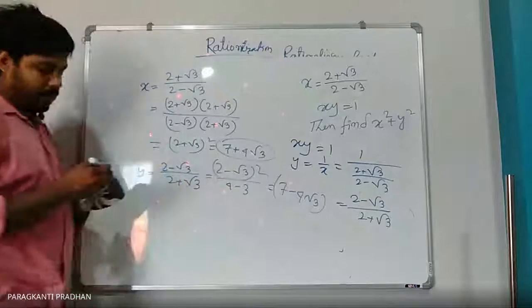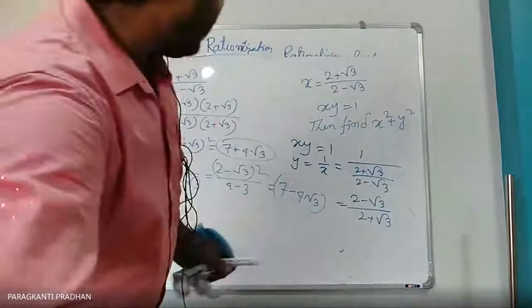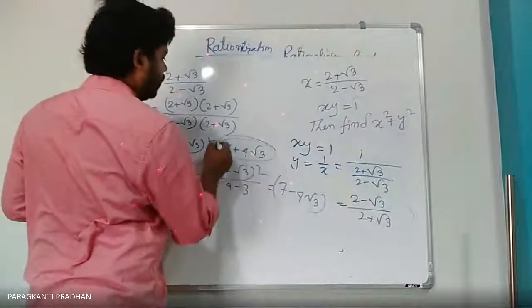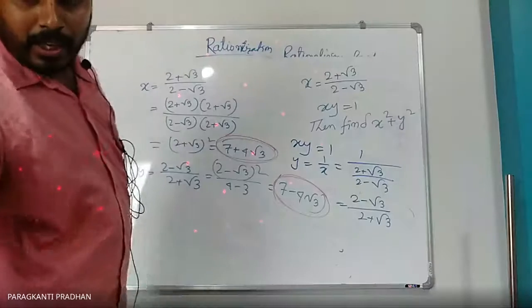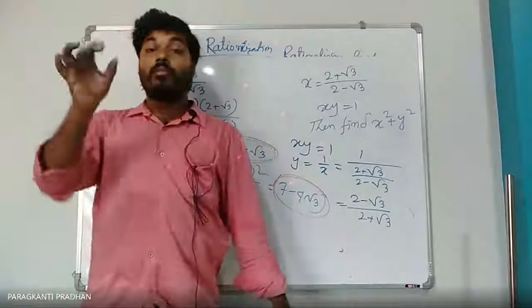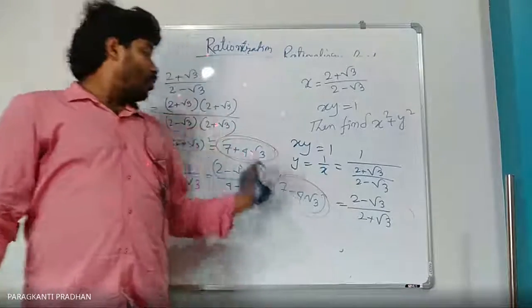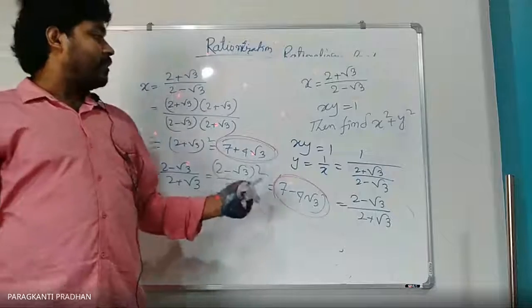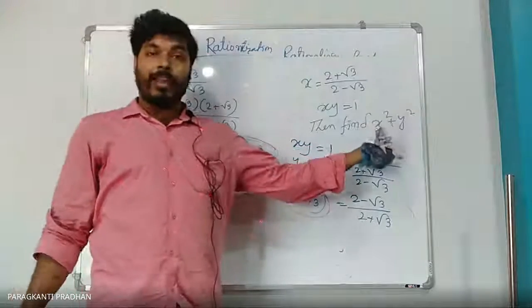Is it clear? Yes, sir. X is 7 plus 4 root 3 and this is 7 minus 4 root 3. Now, very interesting part. Only after this, you have to find the value of x square plus y square.